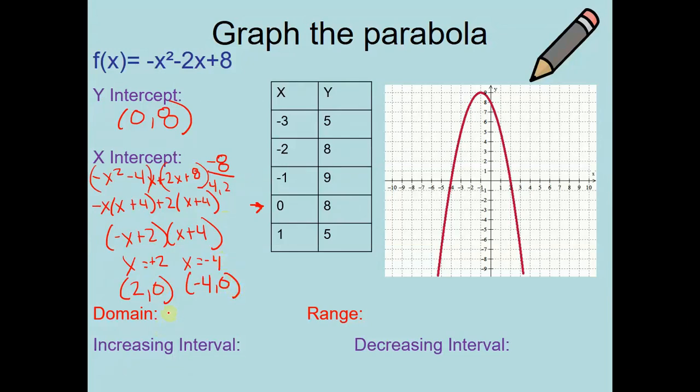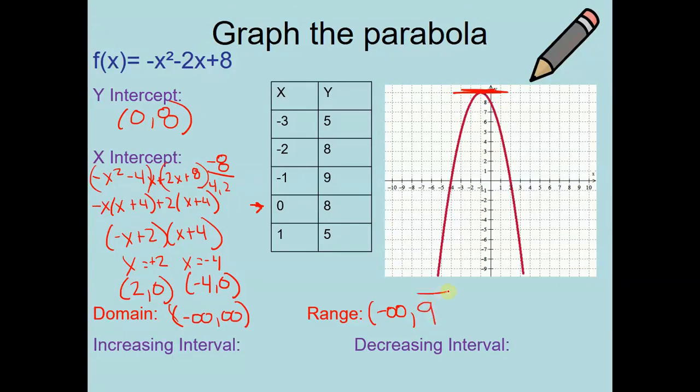My domain, notice guys, it is going from negative infinity to infinity. Something to keep in mind, guys: the domain for any kind of quadratic is going to be negative infinity to infinity. There are no issues with your domain at all. Range, bottom to top, so I start, it looks like it's going forever this way, so I'm going to start at negative infinity. It looks like I'm stopping right here at y equals 9, right?